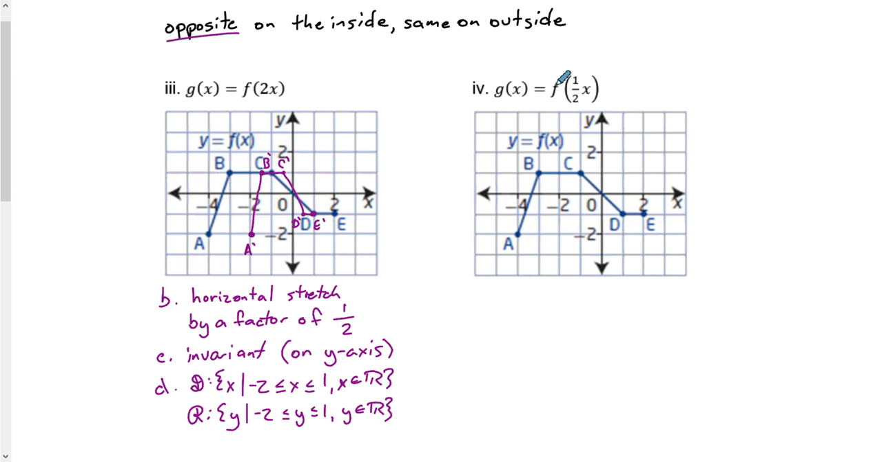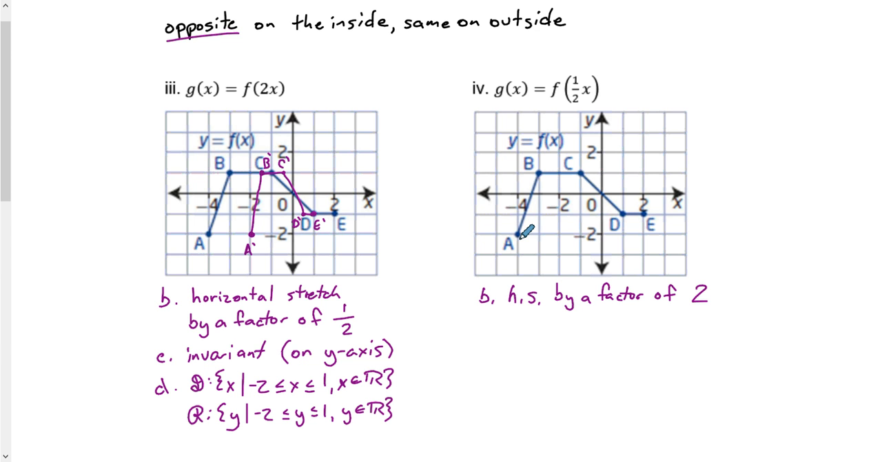So let's talk about f of 1/2 x. So for B, we're going to have a horizontal stretch. Just like vertical stretch is VS, I usually use HS for horizontal stretch. By a factor of, when it's on the inside, I have to take the opposite of 1/2. So the opposite of 1/2 is 2.